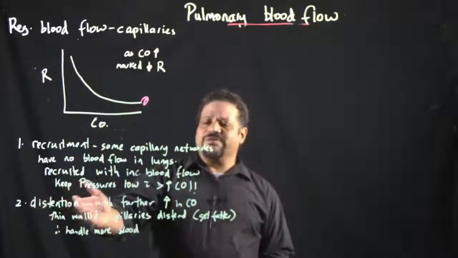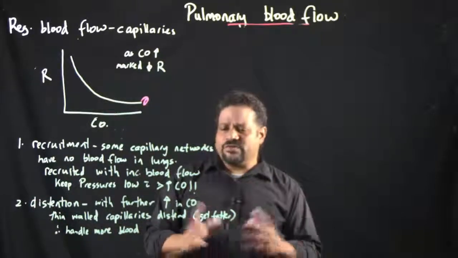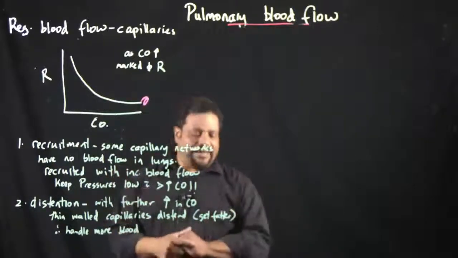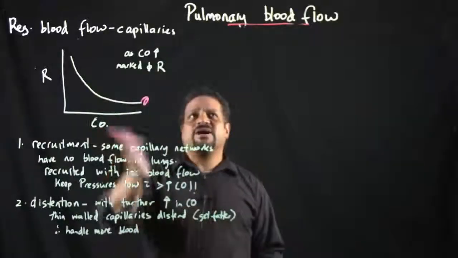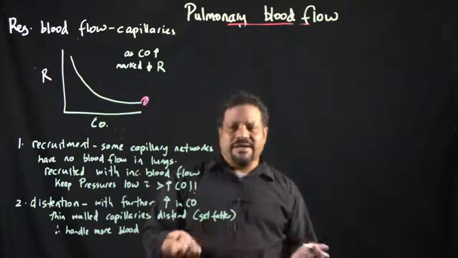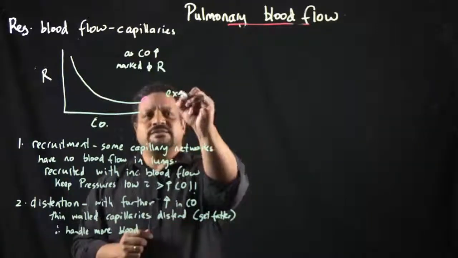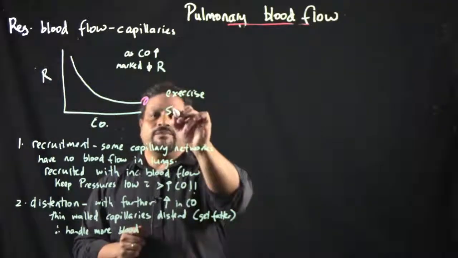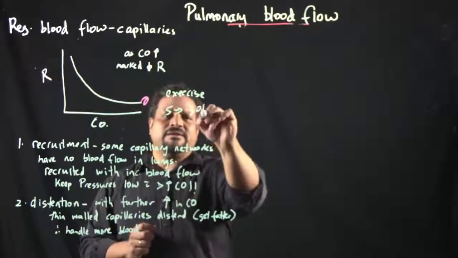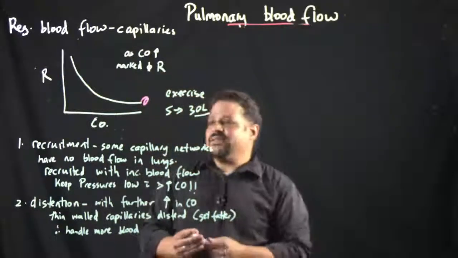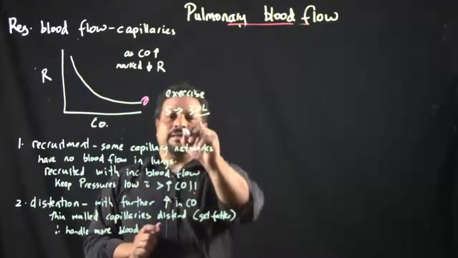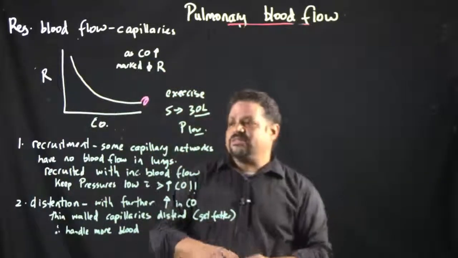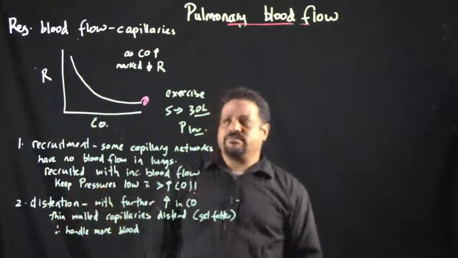With distension, you have further increases in cardiac output. Those thin-walled capillaries distend. They become fatter and they handle more blood. So this is how the pulmonary circulation can handle things such as exercise, where the cardiac output goes from 5 liters per minute to 30 liters per minute. By having this recruitment and distension, it keeps the pressures low. So that's the importance of this recruitment and distension.